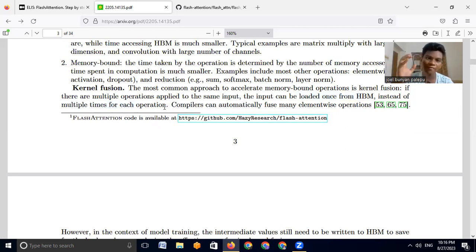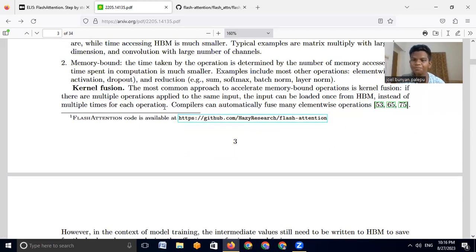So what they have told in this paragraph. I have spent a lot of time just reading that. So kernel fusion. They use a method called kernel fusion. It is nothing very simple. It is very simple. Don't think that it is very complex.